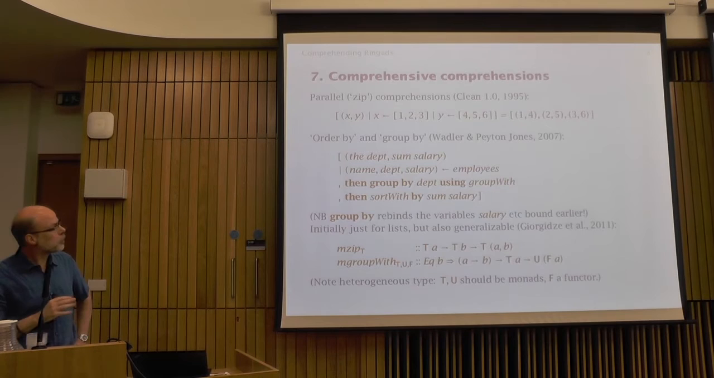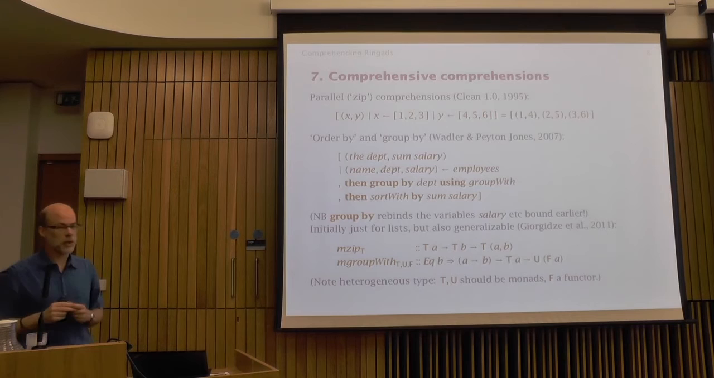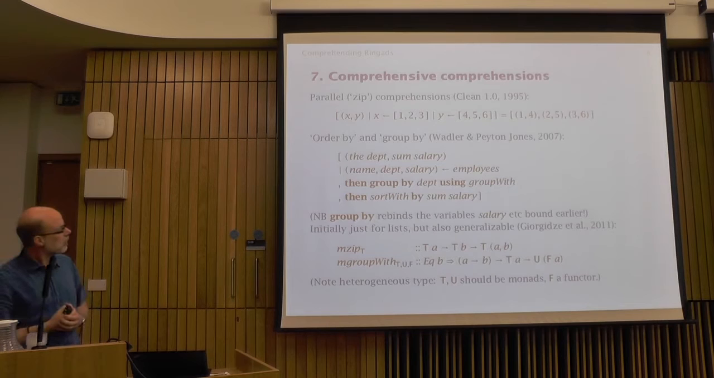So you can write in GHC now this query. This example is from Phil and Simon's paper where you have a table of employees that has employee name, the employee department, and the employee salary. And what we're trying to work out here is the sum of the salaries of all the employees in each department. So we're going to group our employees by department and sum the salaries in each group. As it happens, it also sorts by salary.